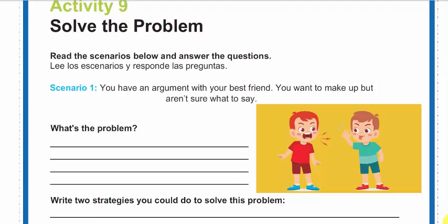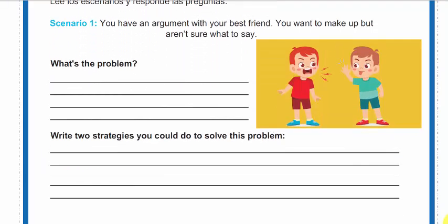And then, write two strategies you could do to solve this problem. Escribir dos estrategias que puedan resolver este problema. Ustedes tienen 9 estrategias diferentes en la actividad anterior, más 2 más que ustedes escribieron. Así que tienen 11 estrategias que pueden elegir para escribir solamente 2 en estas líneas.